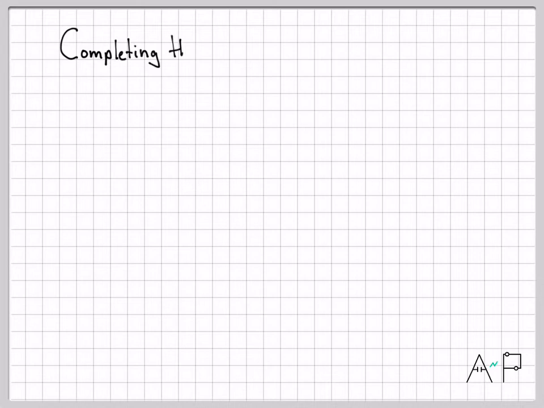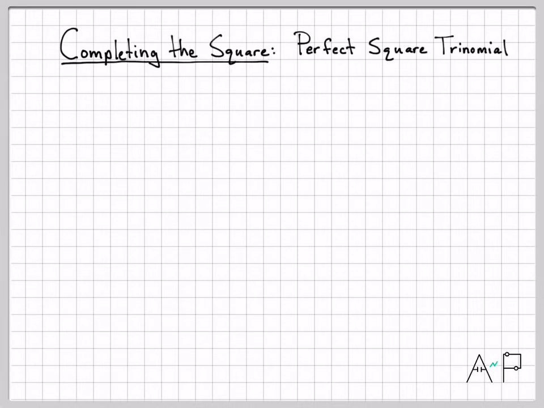All right, we're going to look at something called a perfect square trinomial. This comes in really handy when you're trying to complete the square so you can find solutions of a quadratic equation. So first of all, what do I mean by a perfect square trinomial?